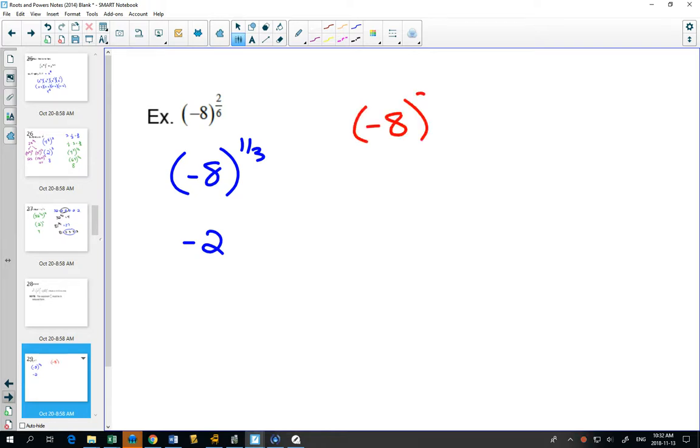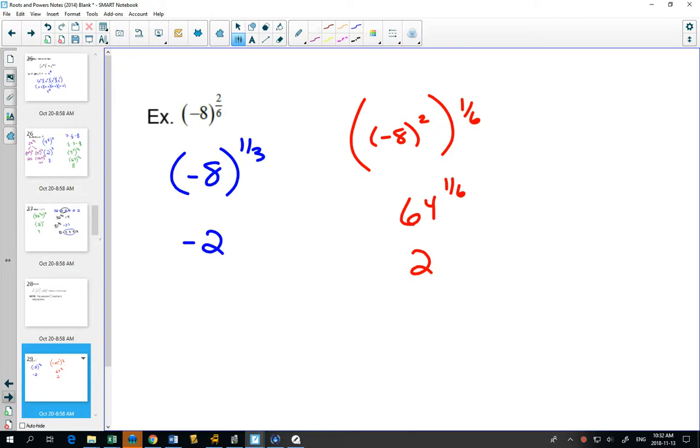I'm going to do the squared first. Put that inside. Yeah, -8. So I'm going to take the -8, square it first, and then do the 1/6. What happens when you square a negative number? It becomes positive. So this would become 64 to the 1/6. And 64 to the 1/6 is 2 times 2 times 2 times 2 times 2 times 2. My answer is +2. When we did it right, it should be -2.